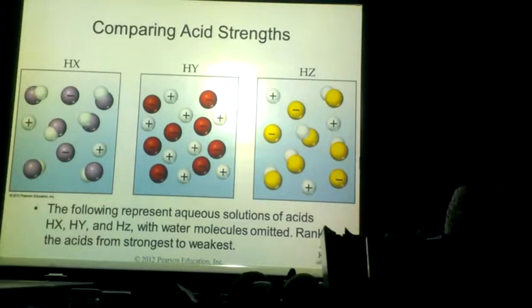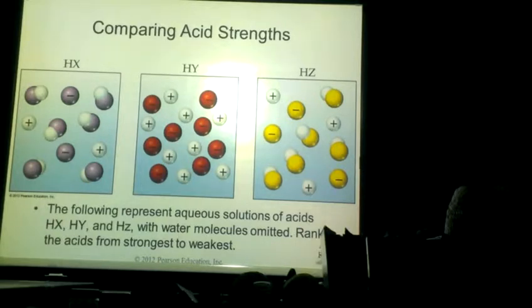Okay, so hopefully we can all agree that HY would be the strongest. And it's the strongest because it's completely ionized. What makes a strong acid is the fact that it can completely dissociate into ions. It's a strong electrolyte. So I would be looking then for, if I'm comparing acid strength, the most ions that were formed from whatever salt or whatever acid that we have that's being dissolved in water. So I have most ions here in HY.